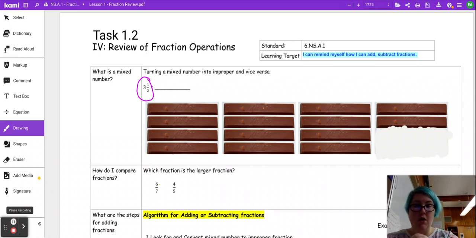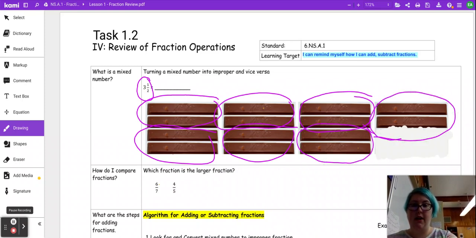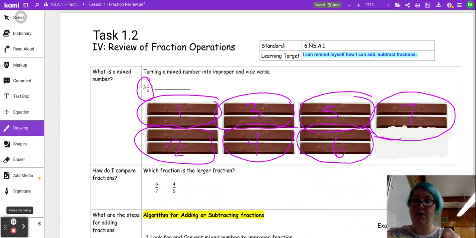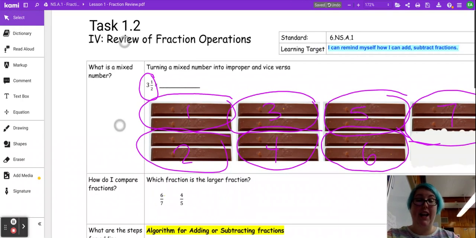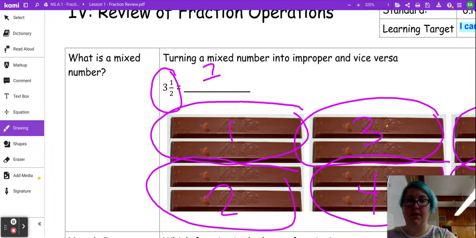So we know we have to find groups of 2, the 1/2. So I'm going to circle my groups of 2. Here we go. And I'm going to notice that I have 1, 2, 3, 4, 5, 6, 7 groups of 2. So 3 and 1/2 would turn into 7 over 2.